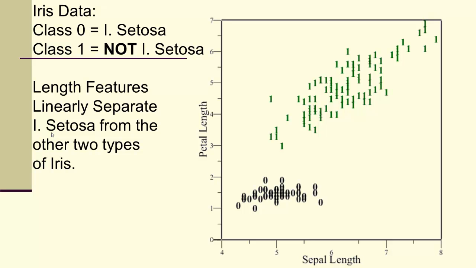So what we're doing is we're only going to have two classes. Class 0 means that it is in the iris setosa. Class 1 means that it is not in iris setosa. Using just the petal length and the sepal length, you can see pretty easily that we can separate iris setosa from the other two types of iris.